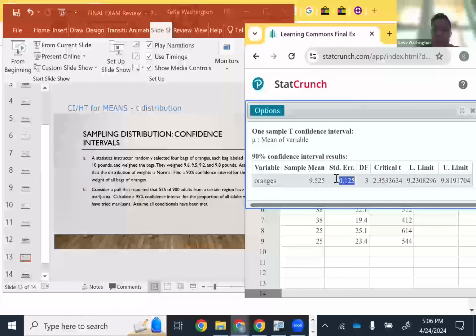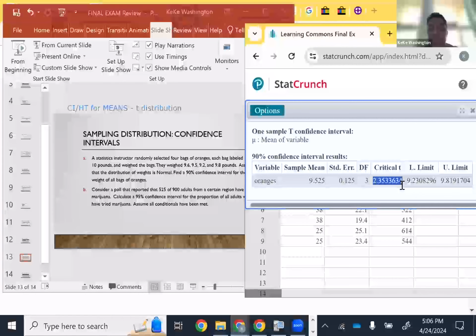All right, so there's your standard error. Whenever you're calculating a confidence interval or hypothesis test, you don't need to calculate your standard error using the formula. You can just run the test and it'll give you that information. The critical value that you need to use is here. Now, margin of error is always standard error times critical value. So when your test asks you for margin of error, just multiply those two numbers.